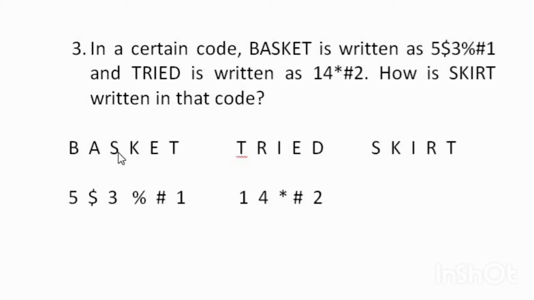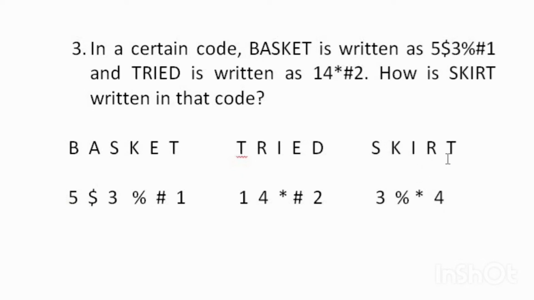From the word basket, we know how to code S: S is coded as 3. So in the word skirt, S can be coded as 3. Now the next letter K. From the word basket itself, we know how to code K. K is coded as %. So in the word skirt, the letter K can be coded as %. Now the coding of I. From the word tried, we know how to code I. I is coded as star. So in the word skirt, I can be coded as star. Now how to code R? From the word tried, we know how to code R. R is coded as 4. So in the word skirt also, R is coded as 4.